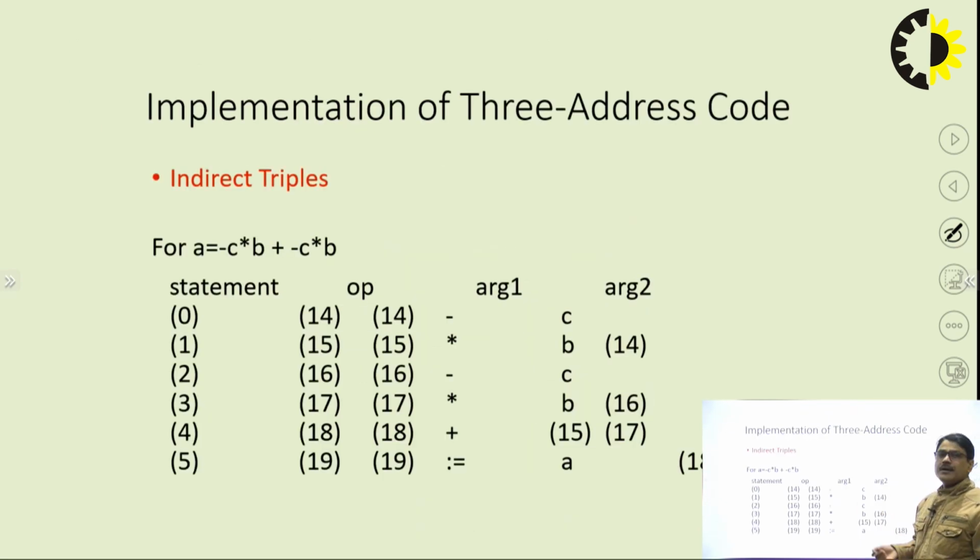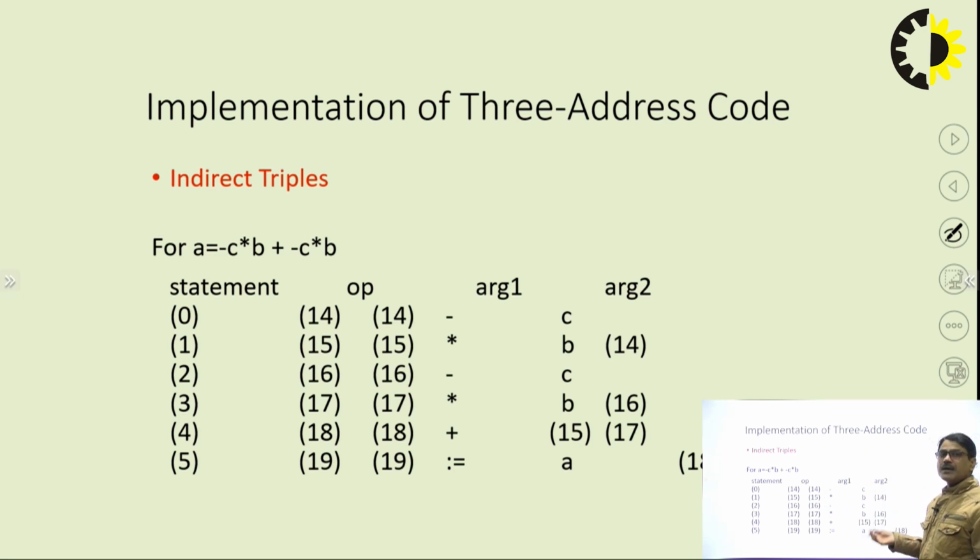Now we are talking about indirect triples. Basically, indirect triples is facilitating quadruples. In between, whatever triples code has been generated, that code is assigned to some other pointer variable which will store the particular intermediate code during the whole program. So we can use the particular value for the global program.